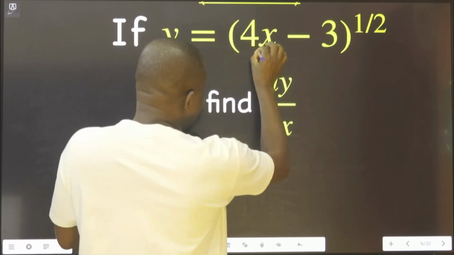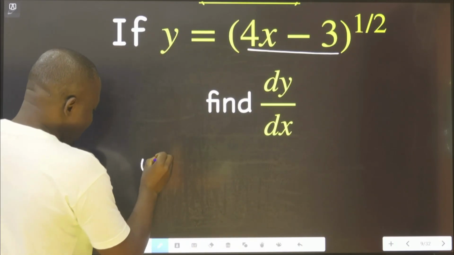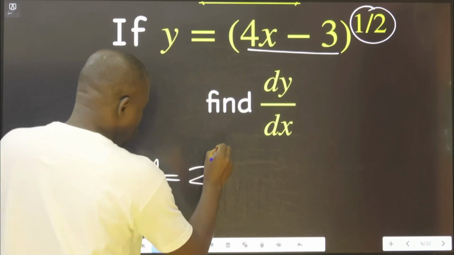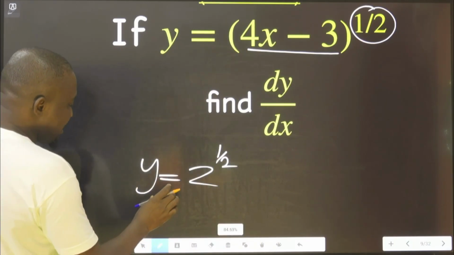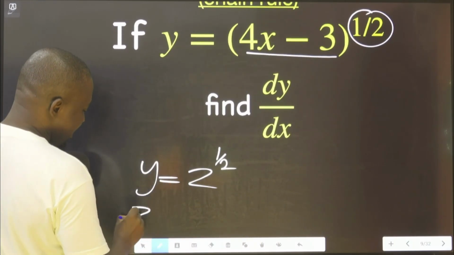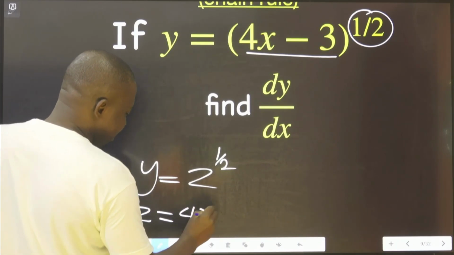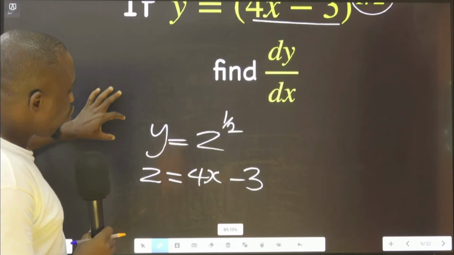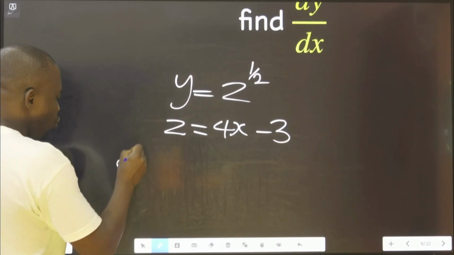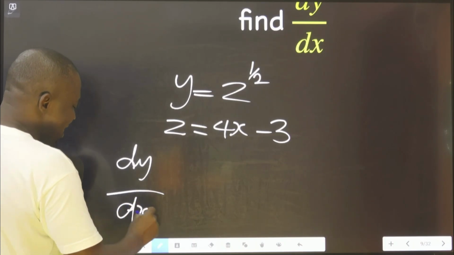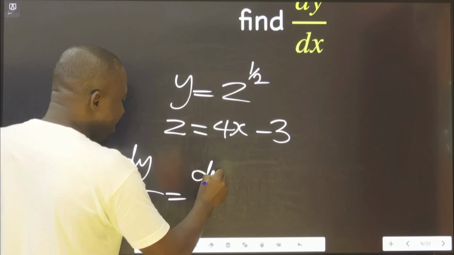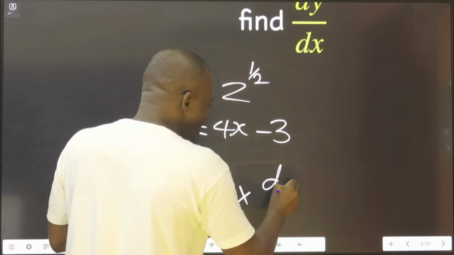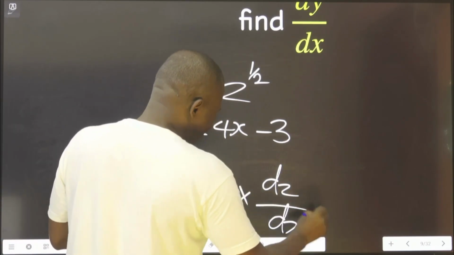We are going to replace this with z by saying y is equal to z. Then we still retain this, that is 1 over 2. It means, therefore, z is equal to 4x minus 3. So now we are going to say dy over dx is equal to dy over dz multiplied by dz over dx.